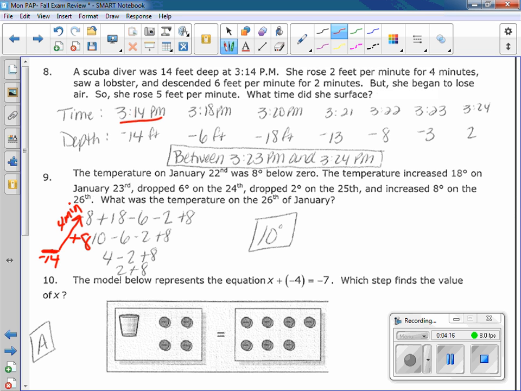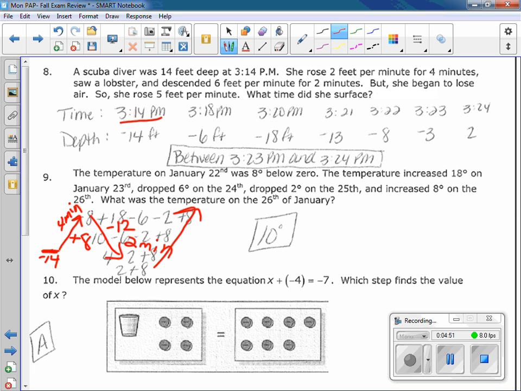From there, we descended 6 feet per minute for 2 minutes. So we're going back down, and we're doing that for 2 minutes, so that's going down 12. And then that is the 2-minute time period. So we went from 3:18 to 3:20, and then we're going down 12 feet. Then she began to lose air, so she started rising 5 feet per minute, and we're going to do that until we hit the surface. So at 3:20, we were at negative 18.